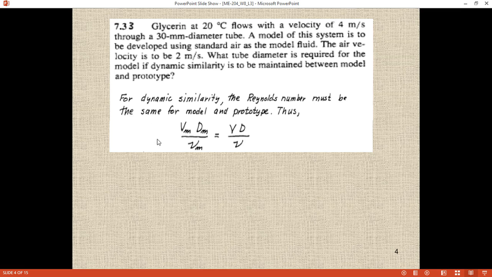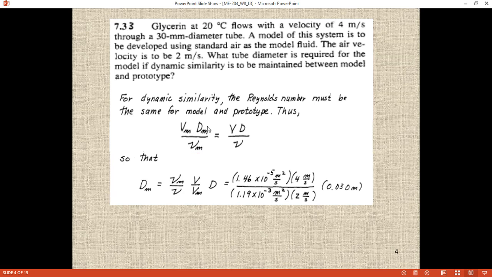Now we are going to relate what we have to find out. We have to find out the diameter of the model. What tube diameter is required for the model? So we have to separate dm. We separated dm with all the variables. Here this is the viscosity ratio and here is the velocity ratio.